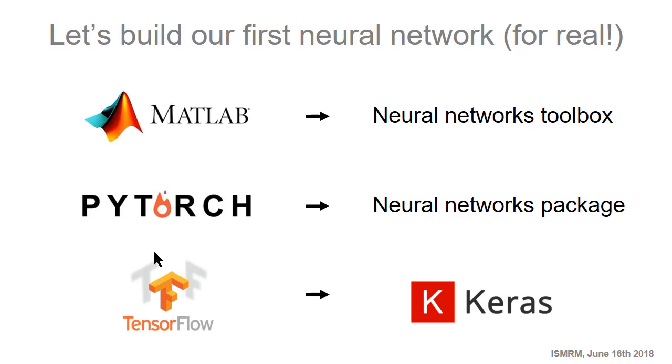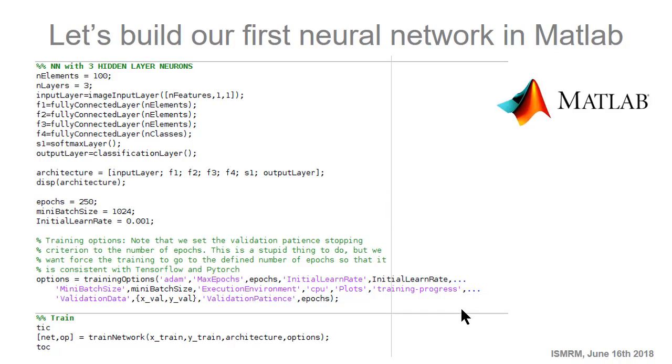So let's start with MATLAB. There we're going to use the neural networks toolbox. For PyTorch, they have a corresponding neural networks package, and for TensorFlow, we're going to use Keras. So this is how it looks in MATLAB, and as you can see, you can operate on a very, very high level. It's very intuitive.